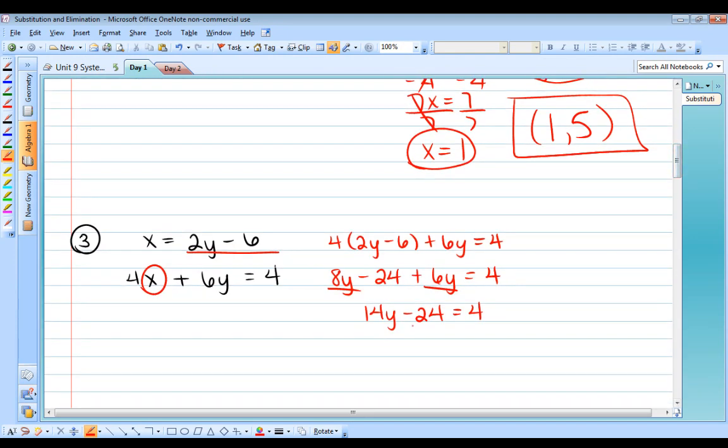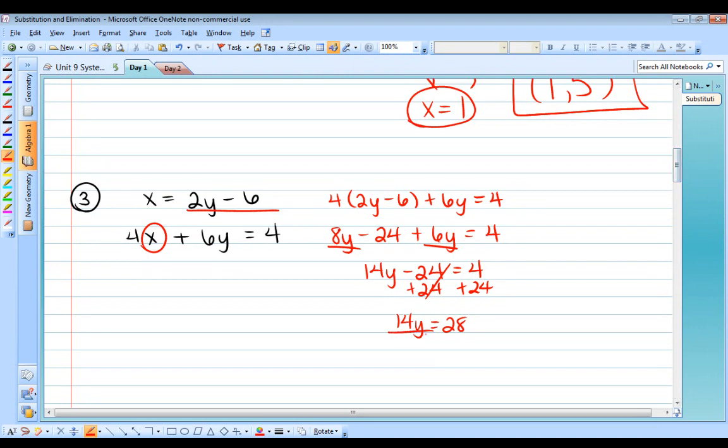Then I continue solving. I'm going to add 24 on both sides. That gets me 14y equals 28. And then I divide by 14 on both sides, and y equals 2. And now I can plug that in to find x.